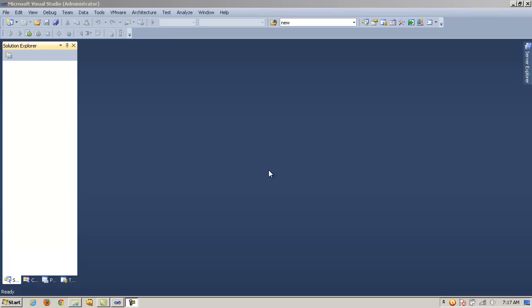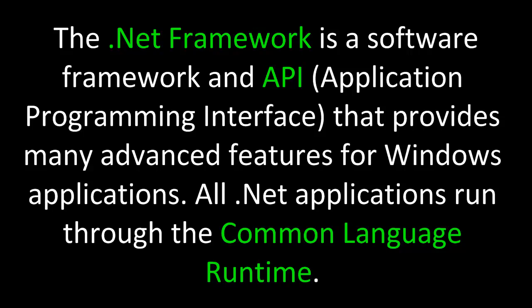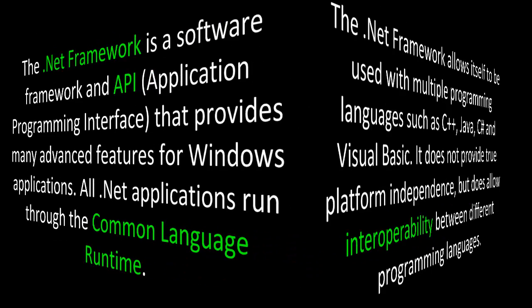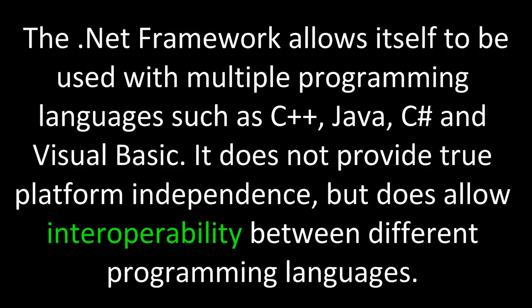Today we're going to look at doing file access, but this time using the Common Language Runtime and the .NET framework. The .NET framework is a software framework and API, or application programming interface, that provides many advanced features for Windows applications. All .NET applications run through the Common Language Runtime, or CLR. The .NET framework allows itself to be used with multiple programming languages such as C++, Java, C#, and Visual Basic.